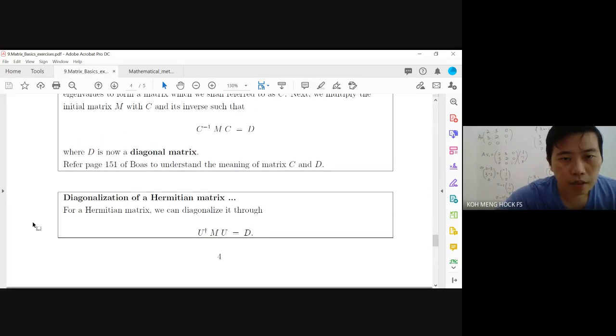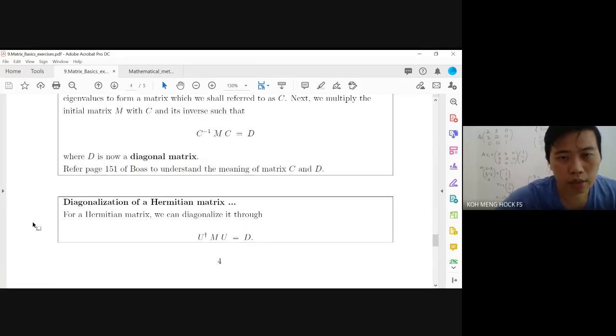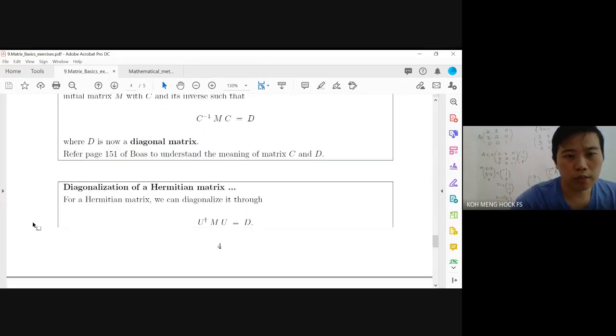And now if you have a Hermitian matrix, I hope you remember what a Hermitian matrix is. If you compare this and this, it is the same, except that here C is the inverse matrix, whereas this is the adjoint matrix. Here they write U instead of C because U is a unitary matrix, so instead of writing C, they put U.